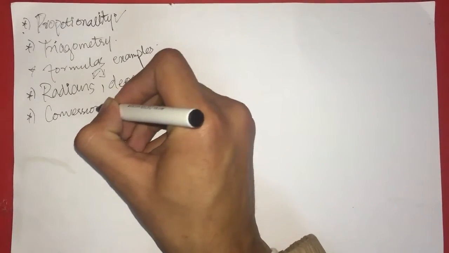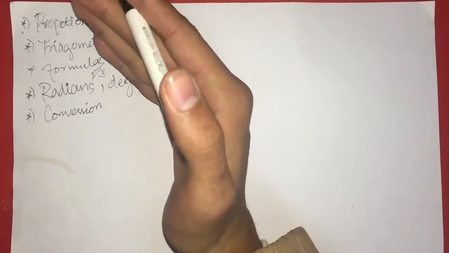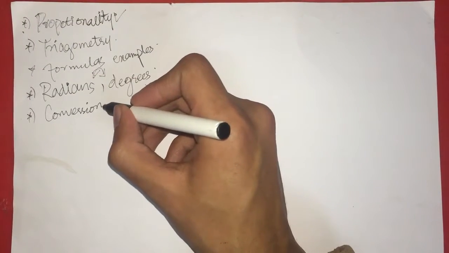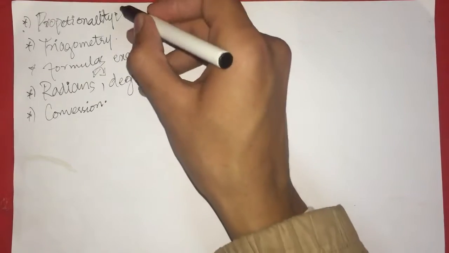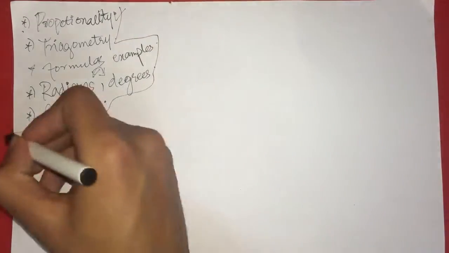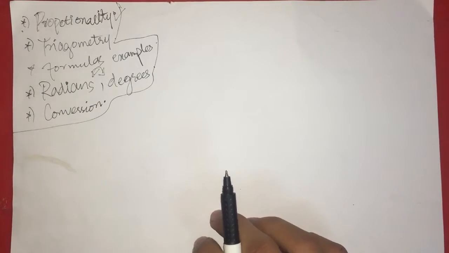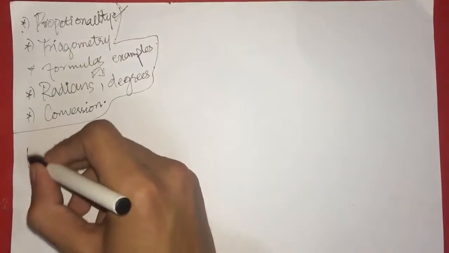So how to convert the angles which are in radians to degrees, and how to convert the angles which are in degrees into radians. So we are also going to learn about conversion. I hope we will be able to cover all these topics in one video. So let's start with proportionality.